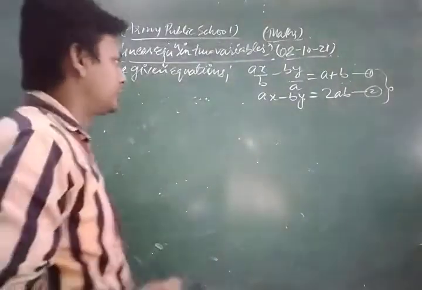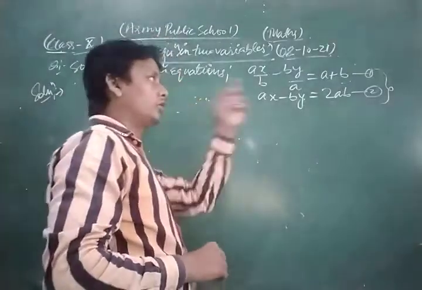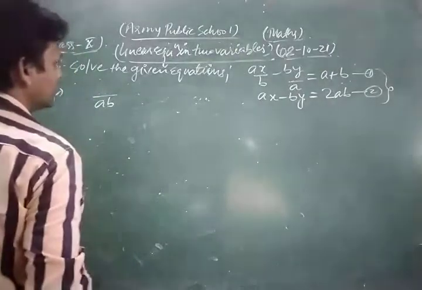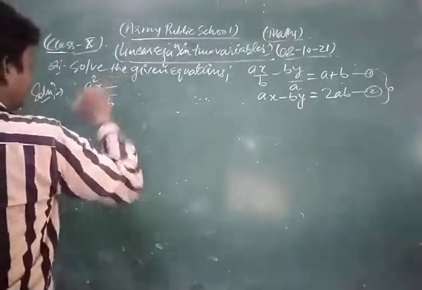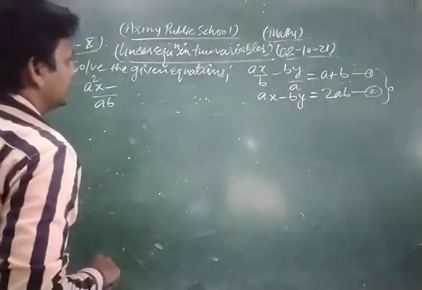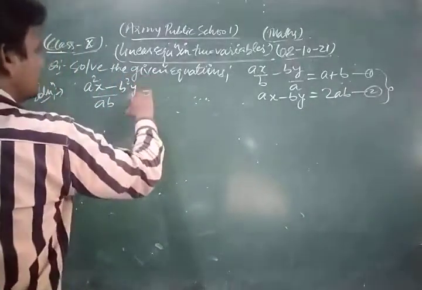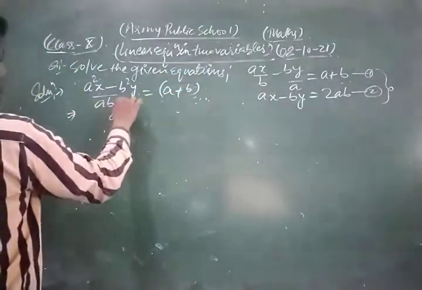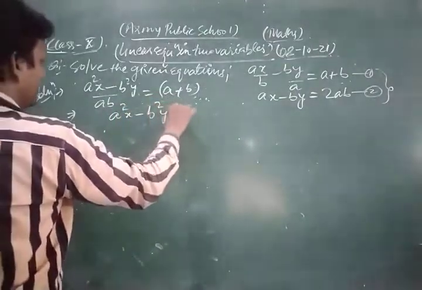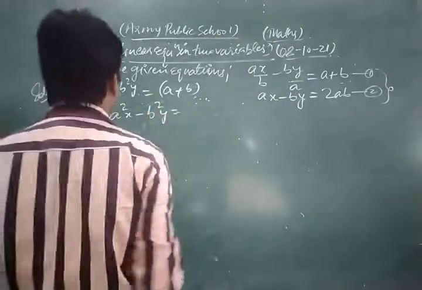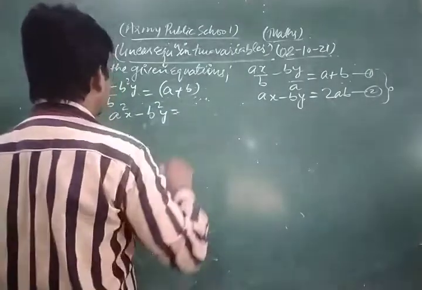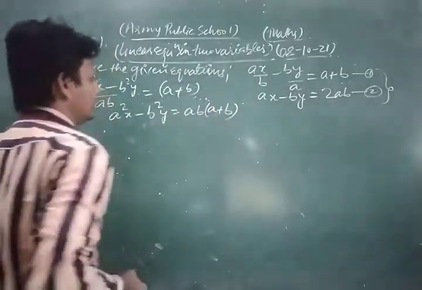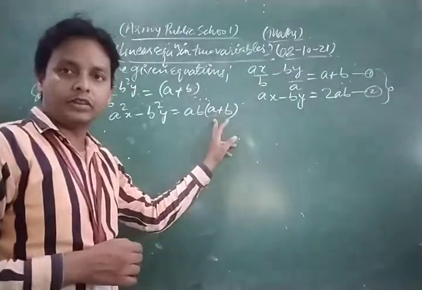So first of all, we have this equation. Here we take ab as the LCM, so a and b cancel each other. So we get a square x minus b square y is equal to a plus b. Now we do the cross multiplication. So a square x minus b square y is equal to, multiplying them, we get ab(a plus b). So equation 1 becomes in this form.